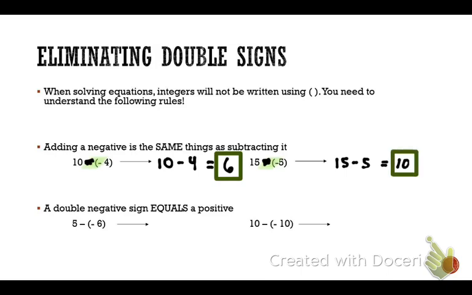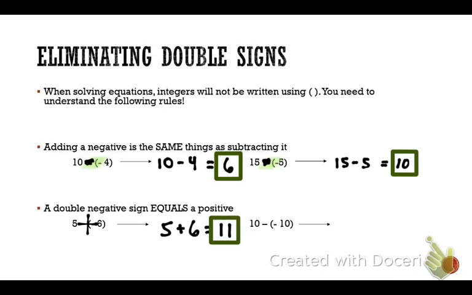All right, now there's another one, and we talked about double negatives yesterday, but anytime you have a double negative sign, that equals a positive. So this 5 minus negative 6, we can turn that into meaning the same thing as 5 plus 6. Justice, what's the answer? 11 is correct.